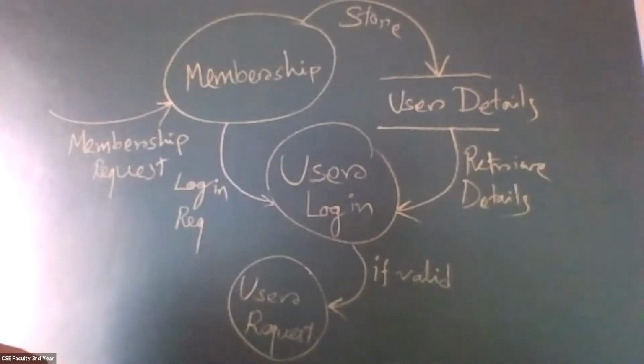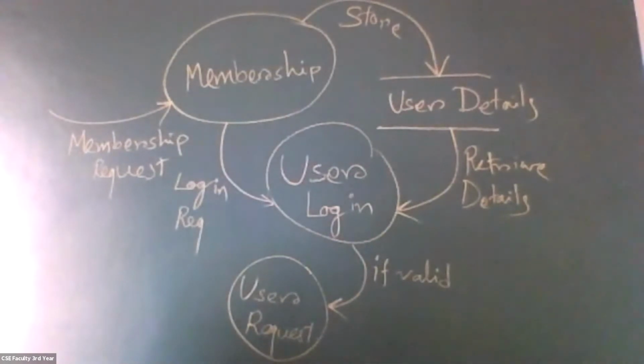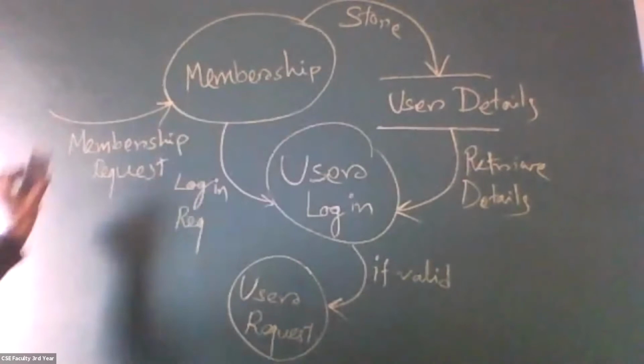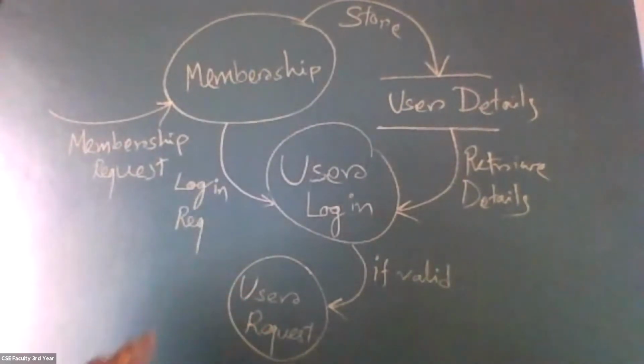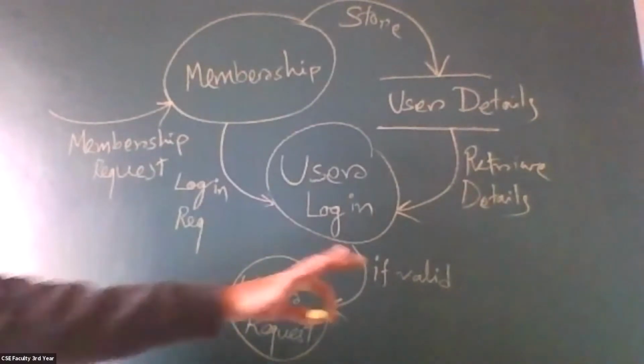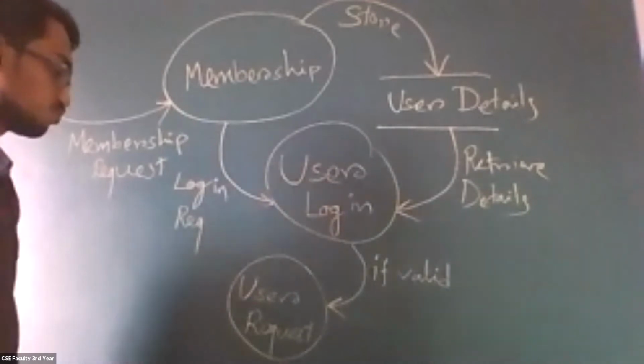Now, one thing, take a screenshot. I'll erase this membership and user login. After that, I will show just from user request to the rest of the processes. Okay, take the screenshot. Then I will erase it.